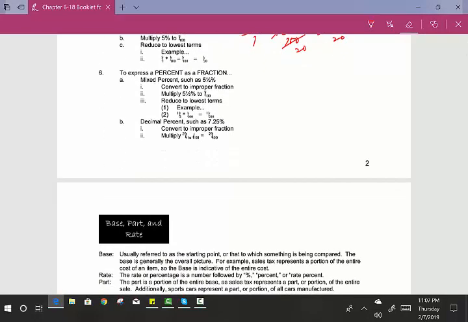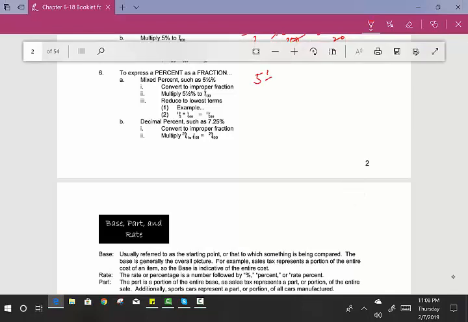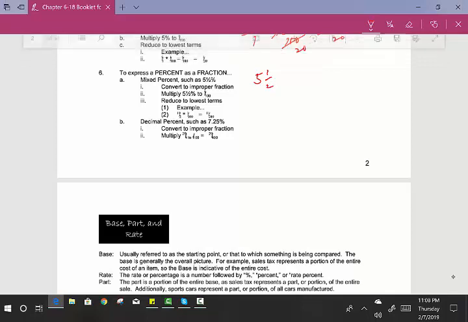Okay, so the last one, to express a percent as a fraction, you might have something like 5.5%. First thing that we're going to do is convert that 5.5% to an improper fraction. So 5 times 2 is 10 plus 1 is 11, so that's going to equal 11 over 2. And then multiply the improper fraction times 1/100th. Okay, then multiply across, and that would equal 11/200ths.